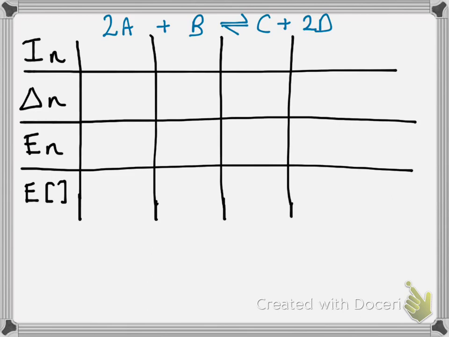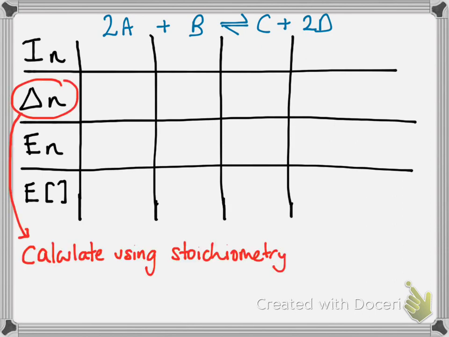What you need to do for this ICE method is to create a table. Note how I've written the reaction. I've spaced out all of the reactants and products, so there's room underneath each one. You set up a table like this: initial number of moles, change in number of moles, that's delta n, equilibrium number of moles, and equilibrium concentration. How do I get the change in number of moles? You're going to have to use stoichiometry, i.e. the molar ratio. And I'll explain how to do that when we put some actual numbers in.